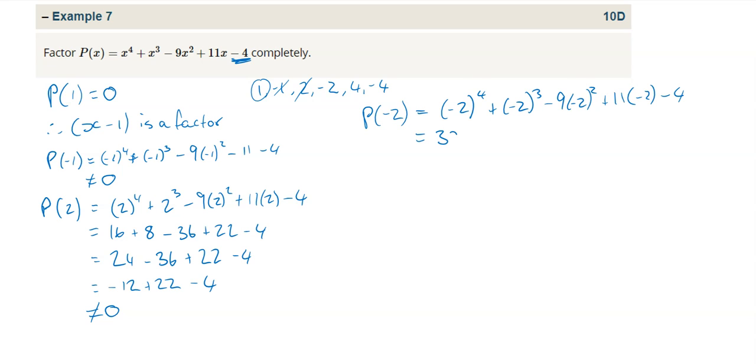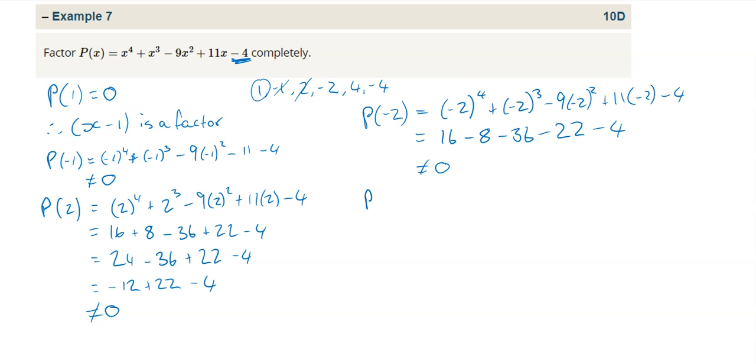32. Is that right? No, hang on. 3 is 8. Oh yeah, 16, thank you. 16 minus 8, good. Minus 36, minus 22, minus 4. I think that's going to be not 0.